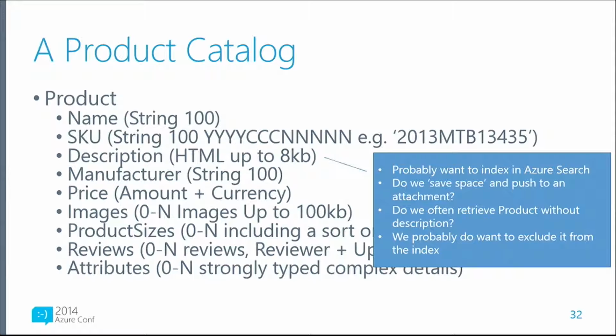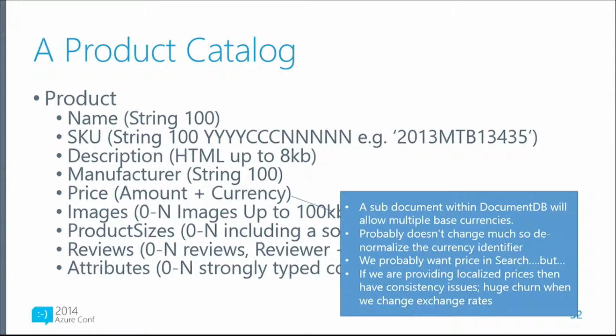But that would mean we're then making multiple calls up to the server to pull the whole product out, right? We need to go and pull the standard product metadata and go and pull the attachment separately. So, you know, probably a judgment call as to whether we'd do that. Really comes down to how often do we retrieve the product information without the description. But yeah, we almost certainly would want to exclude that from document DB indexing.